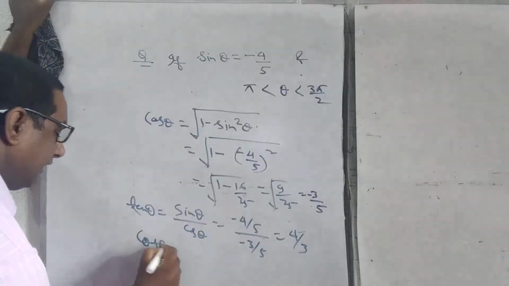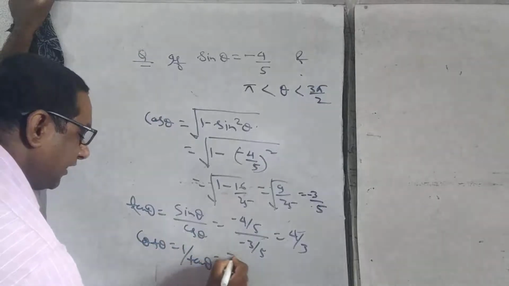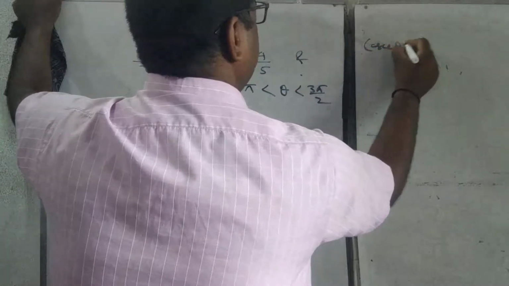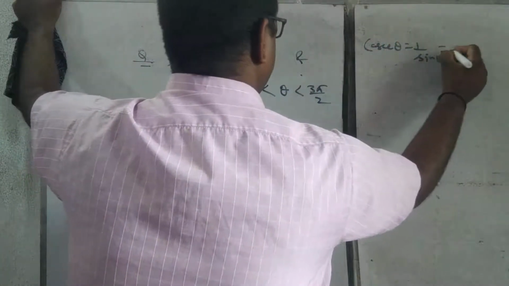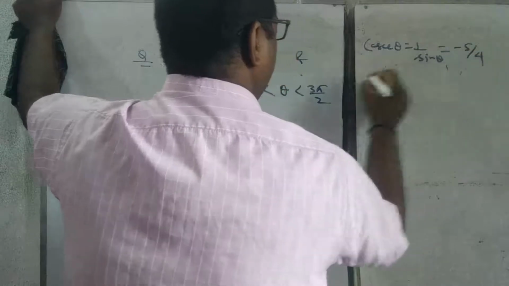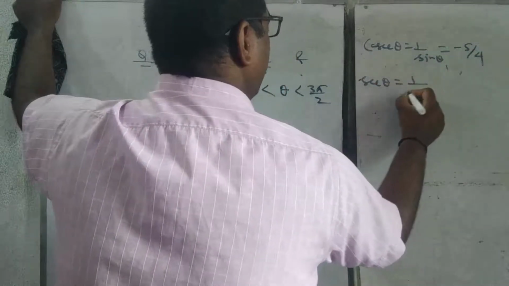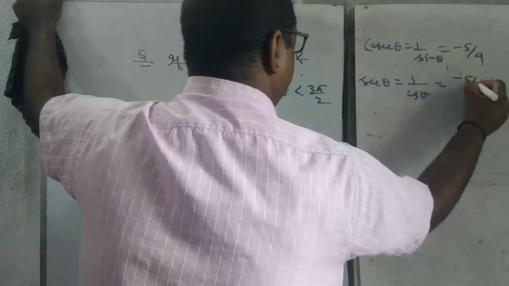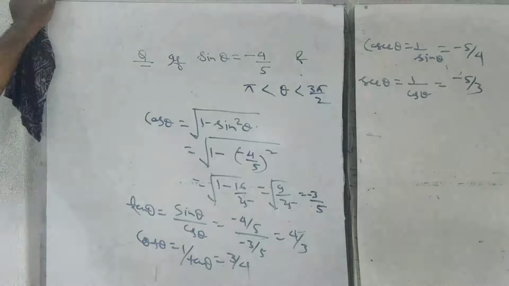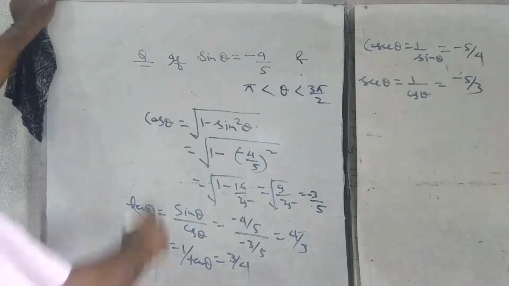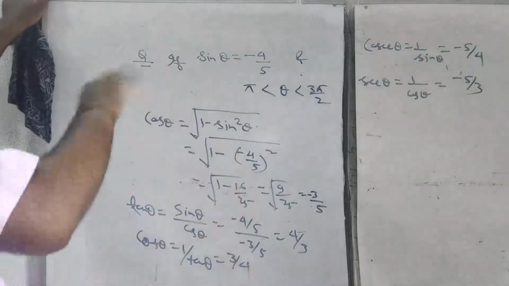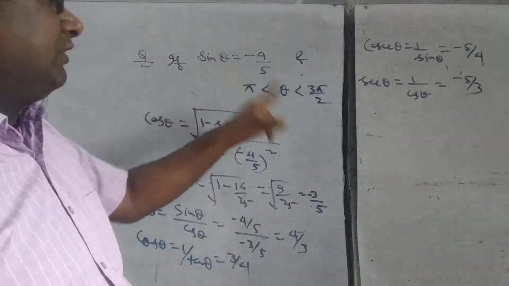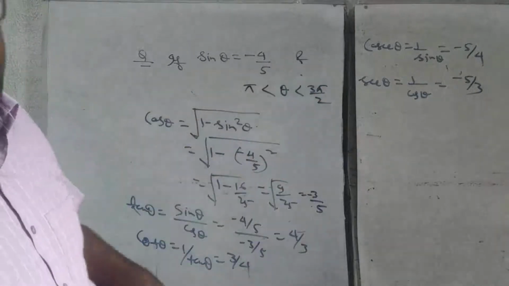Now, cot theta is the reciprocal of tan theta. So this is 3 by 4. And cosec theta is the reciprocal of sin theta. So this is minus 5 by 4. Sec theta is the reciprocal of cos theta. So this is minus 5 by 3. I think we have evaluated all the values, 1, 2, 3, 4, 5. So in this way you can proceed. What is important is to see in which quadrant theta is lying, and accordingly we can give the value.